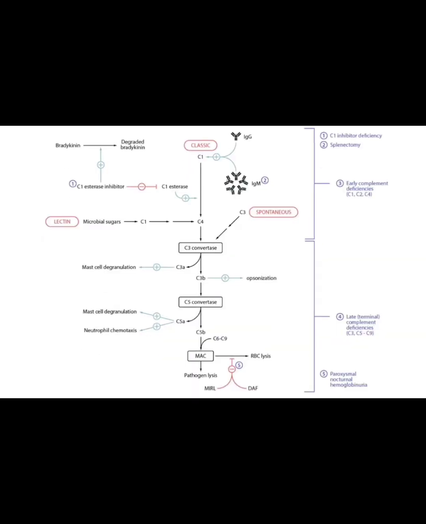This diagram demonstrates the complement system. And again, there are 3 ways to trigger the complement system, which you can see with these red boxes. There's the classic pathway, the lectin pathway, and the spontaneous or alternative pathway. All 3 pathways ultimately lead to the creation of a C3 convertase.